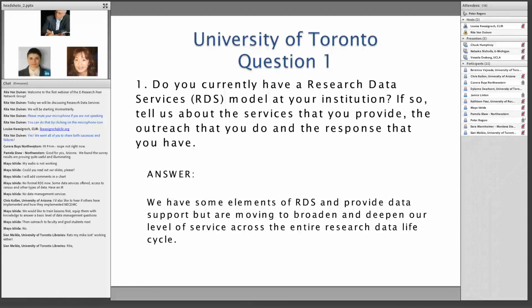The University of Toronto currently has some elements of research data services and provides data support, but they're moving to broaden and deepen their level of service across the entire research data lifecycle.